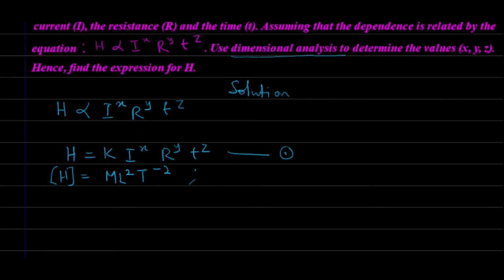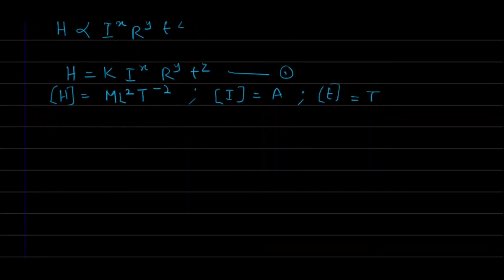Now, the dimension of current is A, while the dimension of time is written as capital letter T. What is the dimension of resistance? That means we need to work out the dimension of resistance since we did not remember that. So how do we work it out? We start from Ohm's law. Let's work it out somewhere first. We start from Ohm's law that says R equals V over I.